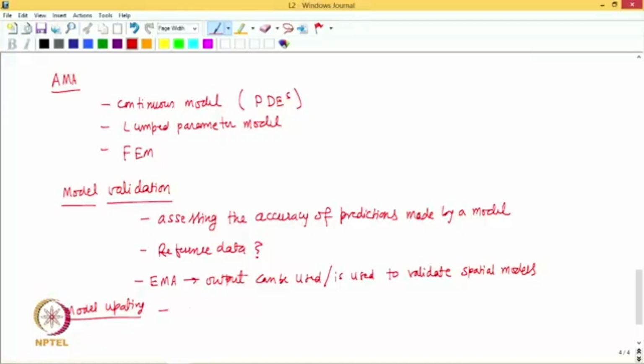So, model updating is about inverse identification of uncertain parameters of the model.